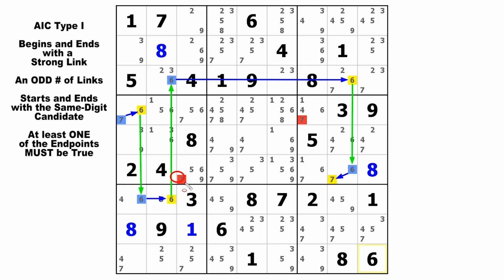There is one here, and there is one here. Those two red 7s are false. But as I have shown many times in previous videos, this does not preclude the possibility of both endpoints being true, and many times it is the case that both endpoints are true. This is not necessarily so, but it does happen more often than you might think. And coincidentally, if you went ahead and finished solving this puzzle, you would find out that indeed both of these endpoint 7s are actually true.